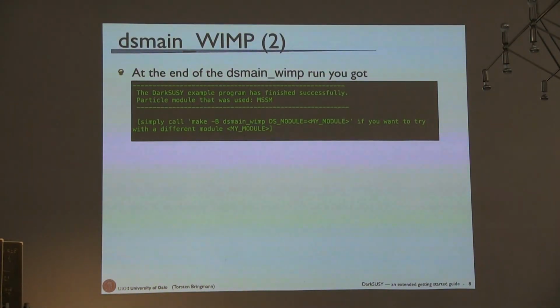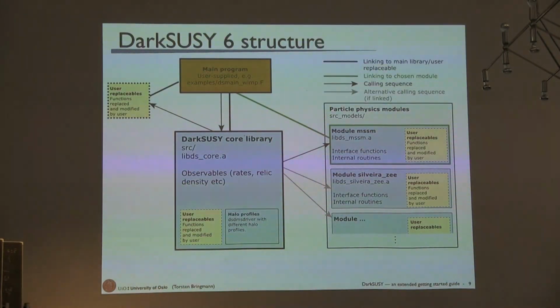For everyone who has come to this point, just to explain what is going on. Why does it work this way? The way DarkSUSY is set up, as I said before, you need to supply a main program. This main program always links to the DarkSUSY core library, which is particle physics independent, and it links to one of the chosen particle modules. This linking happens at the compilation stage, when you invoke make. That is why you can relink using a make command.